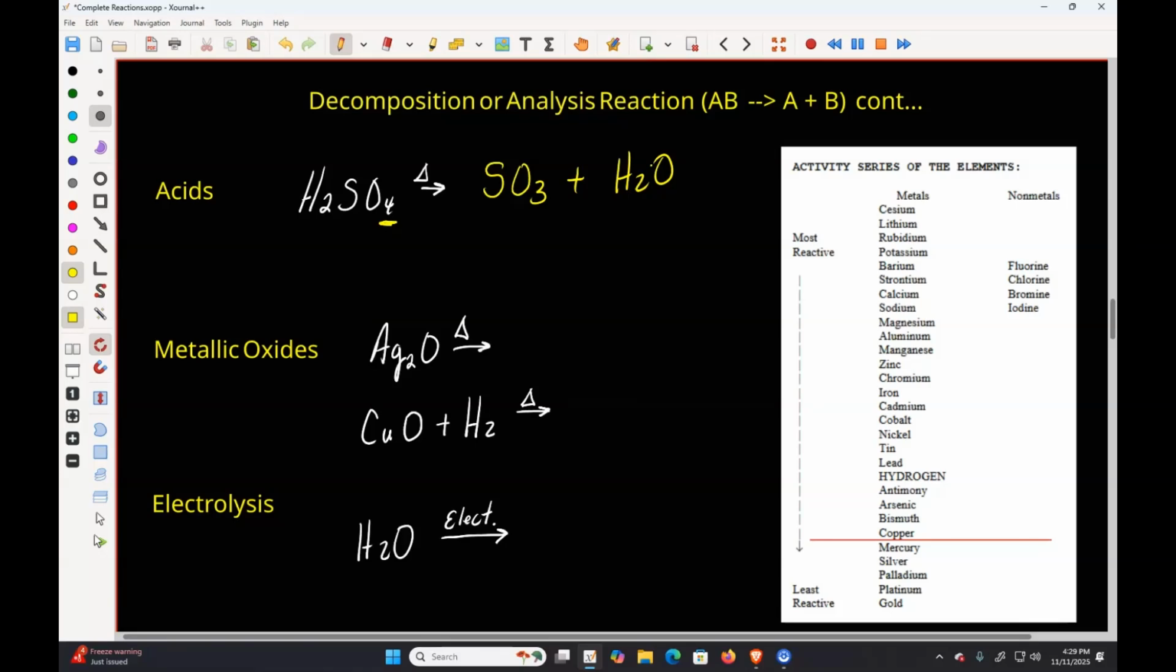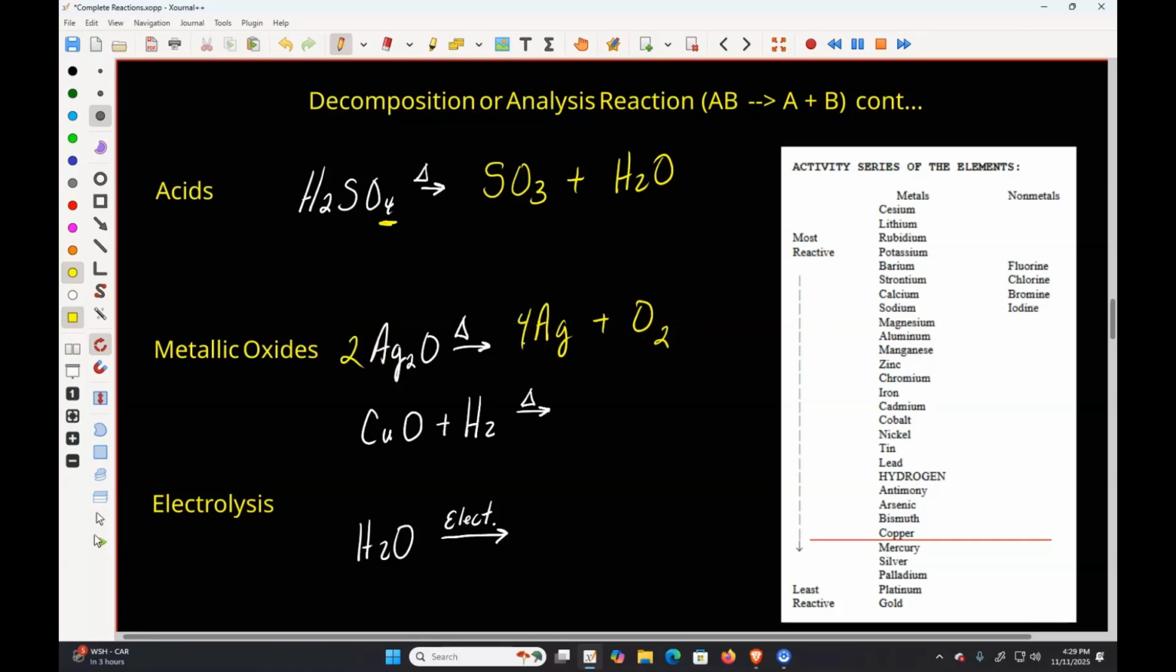Some oxides, when heated, decompose. Only the oxides of metals less active than copper will decompose upon heating in air, and those less active than chromium in a reducing atmosphere of hydrogen. Silver is below the threshold, so it will decompose into silver plus oxygen. Okay, so I put 4 there.